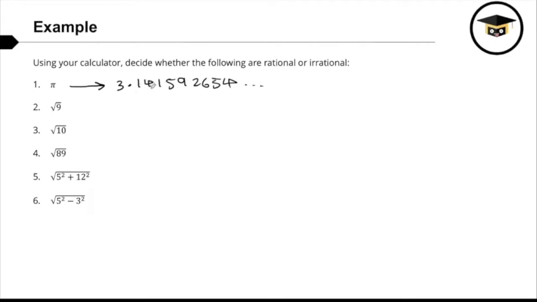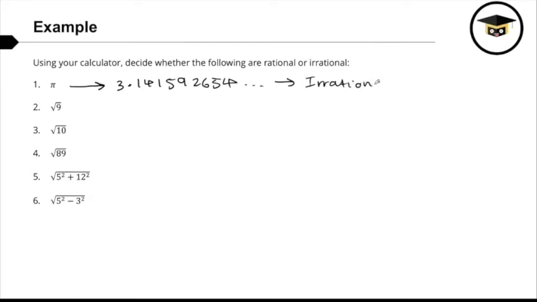Now, you just want to be observing for a pattern here. Are there any patterns? Because remember, recurring decimals are going to be rational. But you can see there is no sense of having any recurring decimals. So in that case, we're going to say that this is going to be irrational.